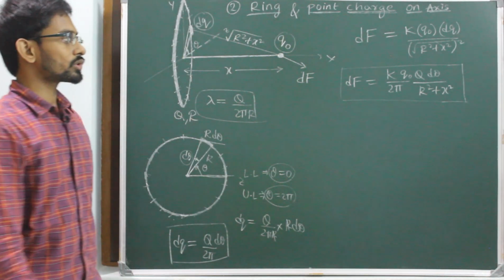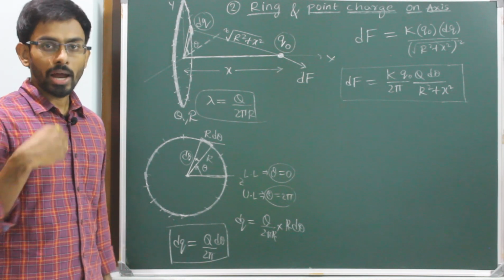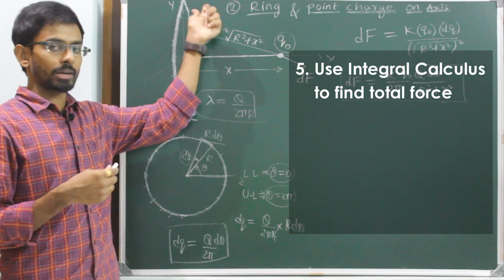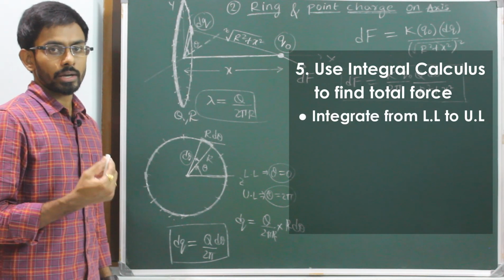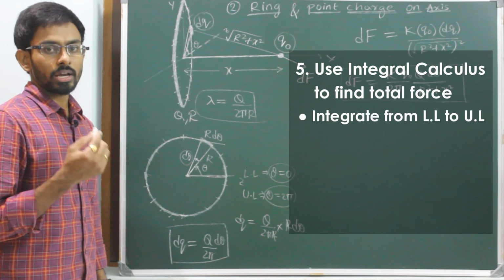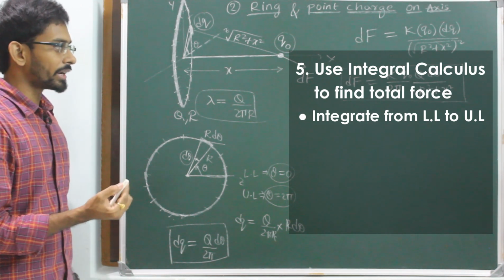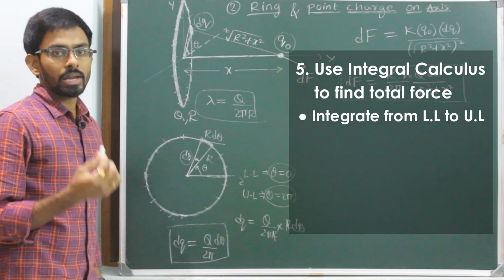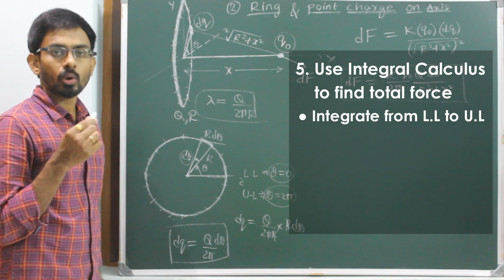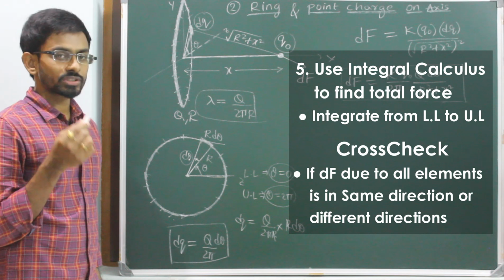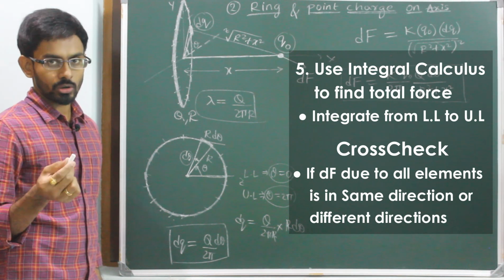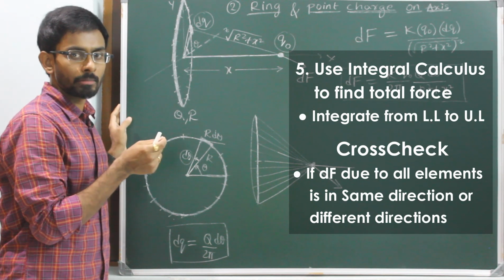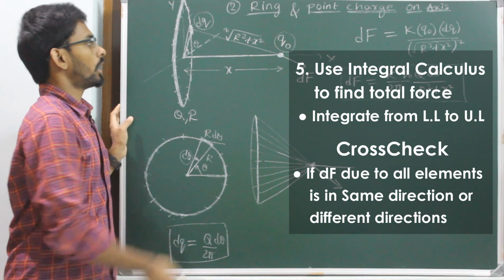So once you have the force due to this element, now we have to add the forces due to all the elements, not only this element, throughout the ring. So now we have to use a mathematical tool called integral calculus, integrating from lower limit to upper limit. Guys, I told you that while using integration, we have to cross-check whether the forces are in the same direction or not. Now we have to check whether the forces due to each and every element are in the same direction or not.